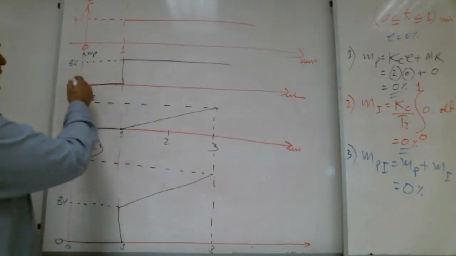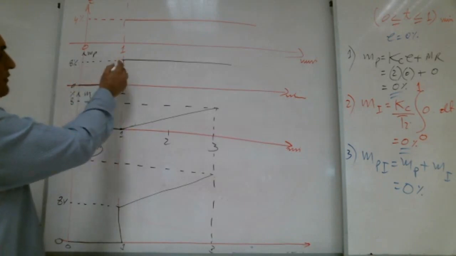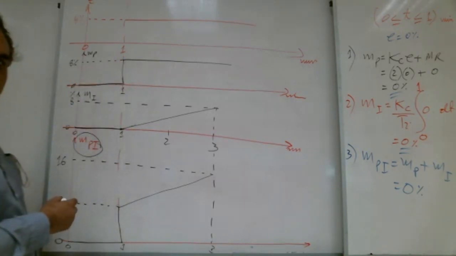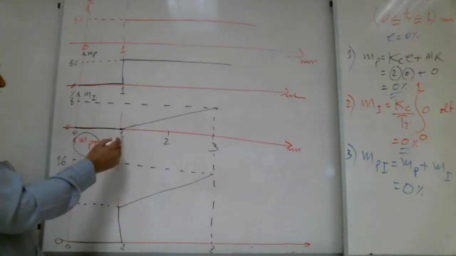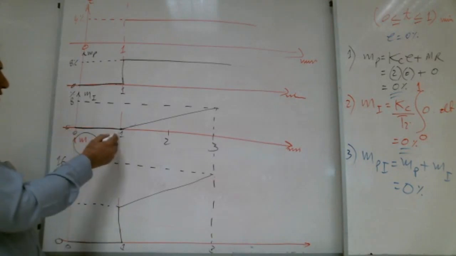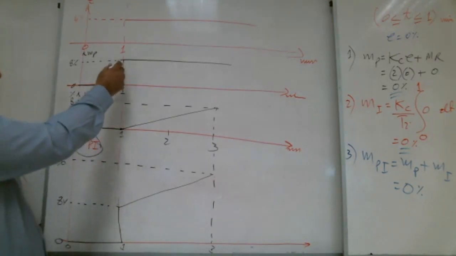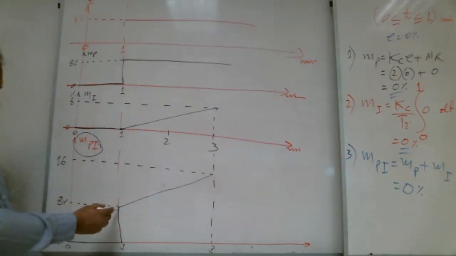At 1 minute, what is MP? 8. Very good. A lot of brothers are typing 8. What is MI at 1? 0. A lot of brothers are typing 0. That's good. So 8 plus 0, how much? 8. See, it is 8. Right?